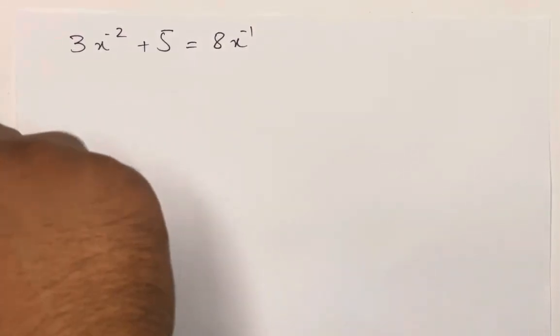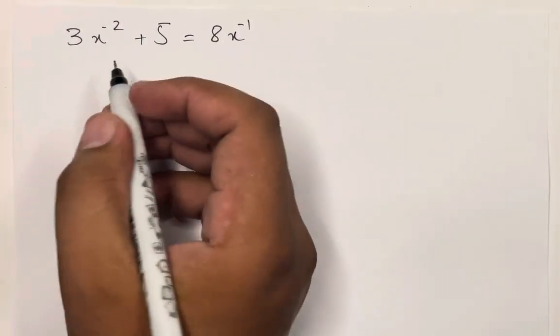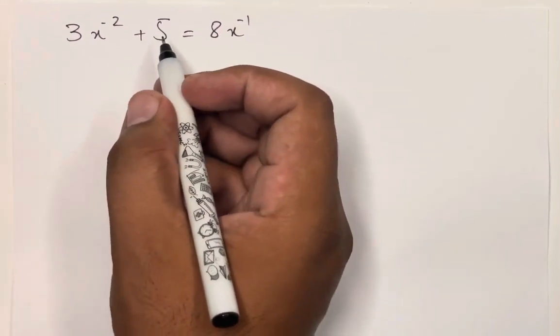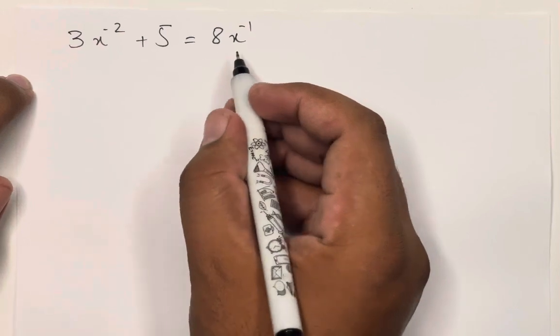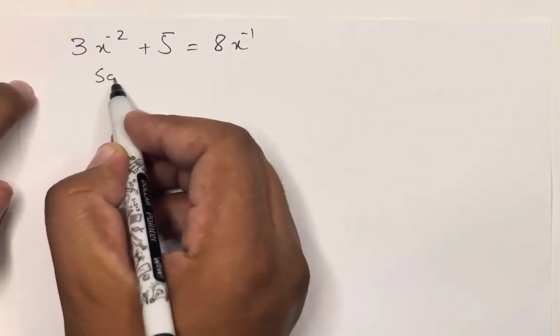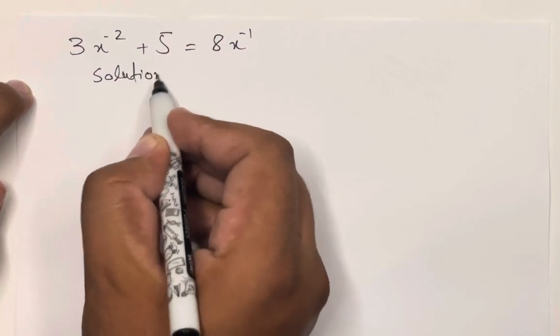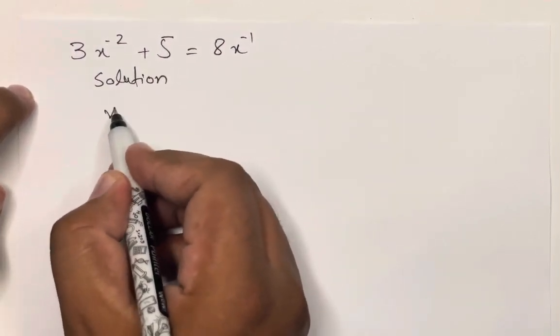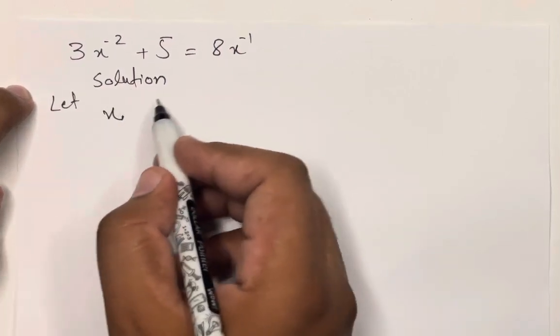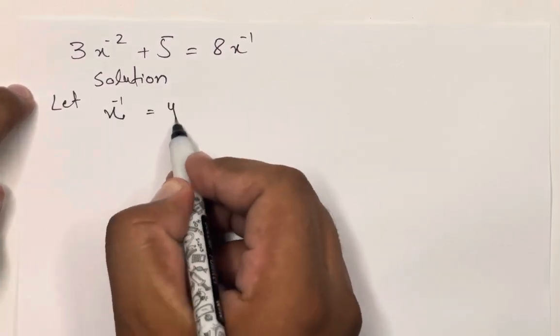Hello, today I am going to solve this equation: 3x^(-2) + 5 = 8x^(-1). So first of all, the solution will be like that. Solution: let x^(-1) = y.